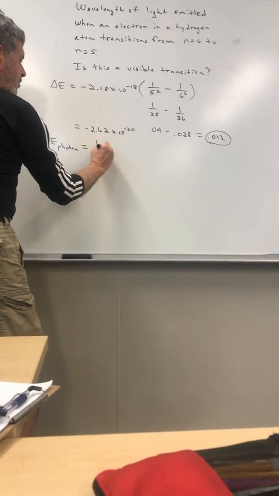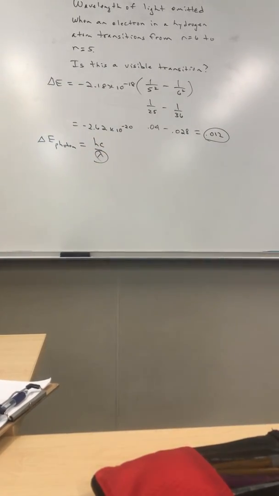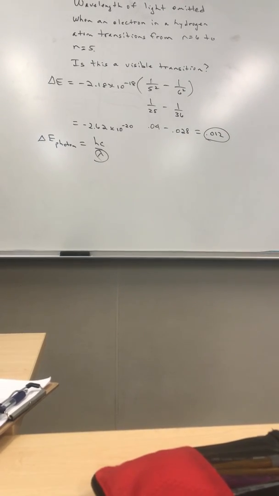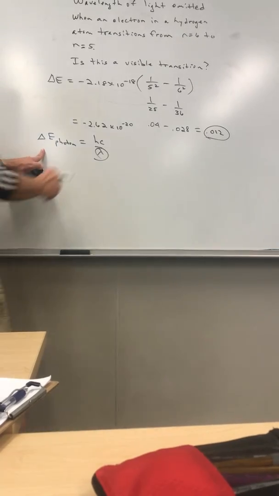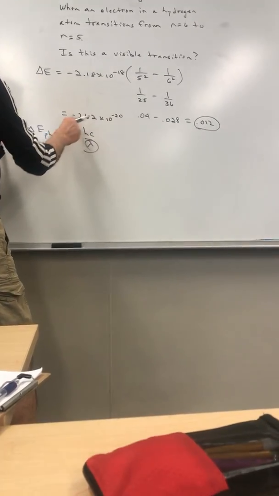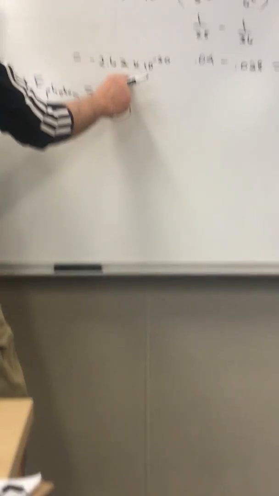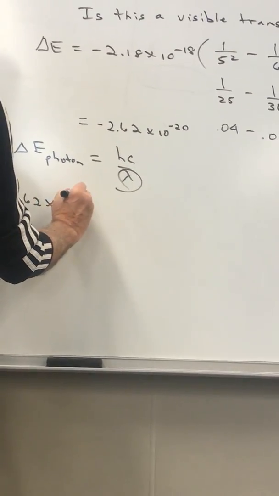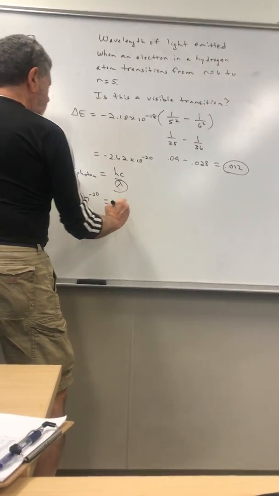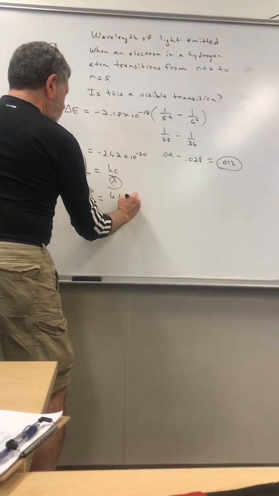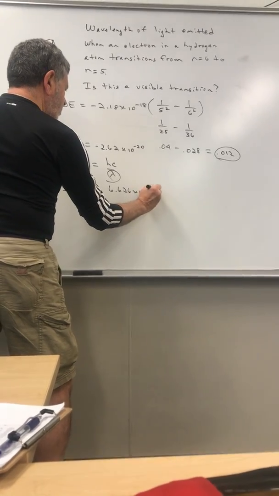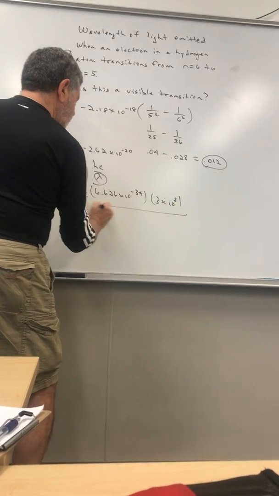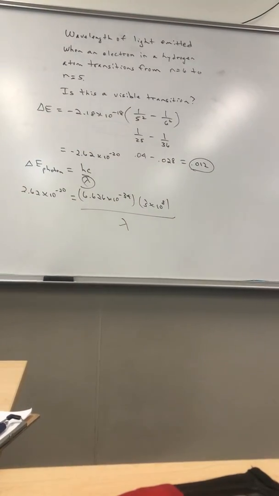So now we're going to put it into the hc over lambda equation to solve for this. To help us decide, is that a visible transition or is it something else? We're going to take this number, which is the negative of this, so a positive number. And this is 6.626 times 10 to the minus 34. And this is 3 times 10 to the 8. And on the bottom we have wavelength.